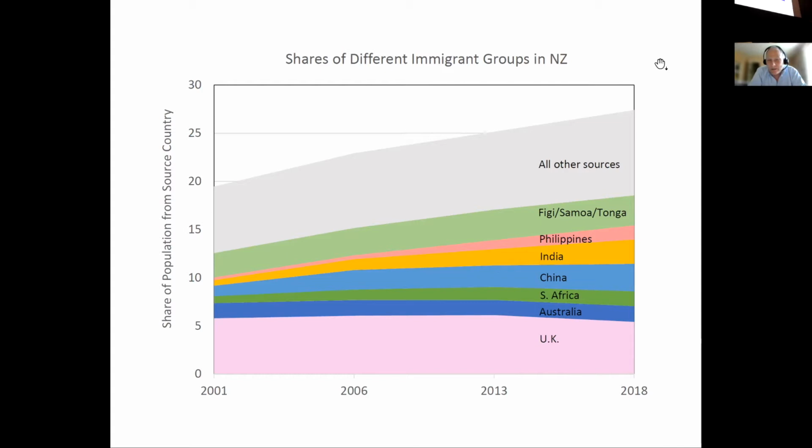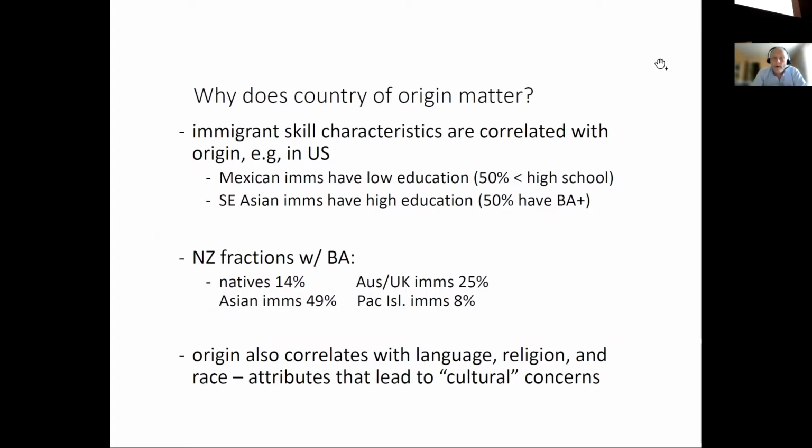Australia, South Africa, another couple of percents. And then you can see China and India, Philippines are becoming a larger and larger share. The Pacific Islands, the three main Pacific Islands countries, Fiji, Samoa, and Tonga, are a pretty constant share, and then all other sources. So the big rise here you can see is from the Asian countries, particularly China, India, Philippines, a few others. Why does origin country matter?